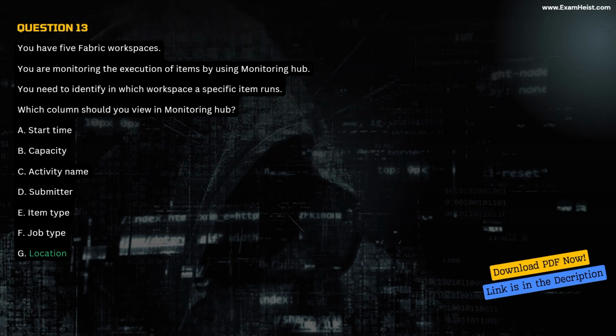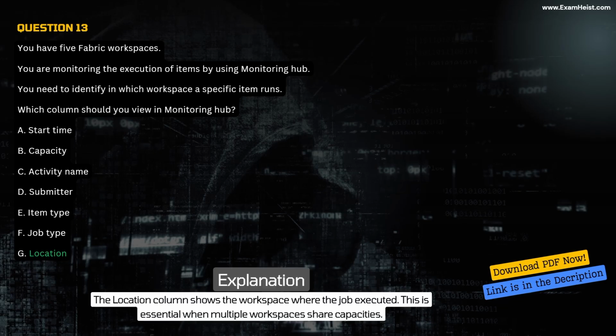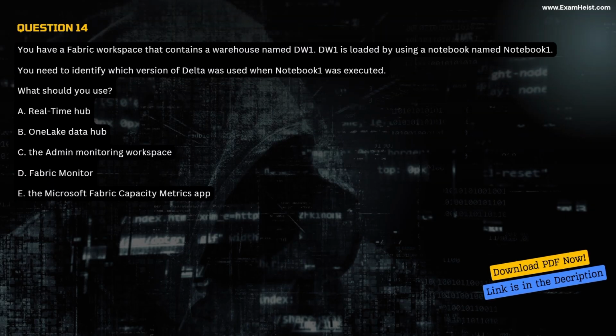Location. Explanation. The location column shows the workspace where the job executed. This is essential when multiple workspaces share capacities. Question 14. You have a Fabric workspace that contains a warehouse named DW1. DW1 is loaded by using a notebook named Notebook 1. You need to identify which version of Delta was used when Notebook 1 was executed.